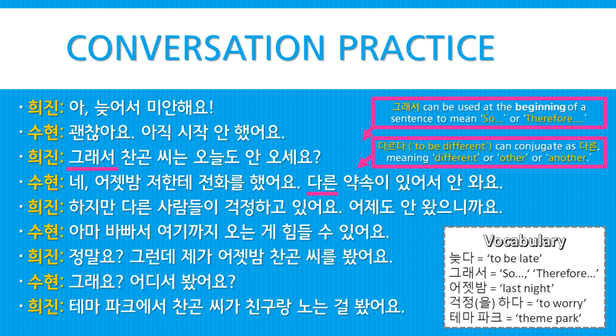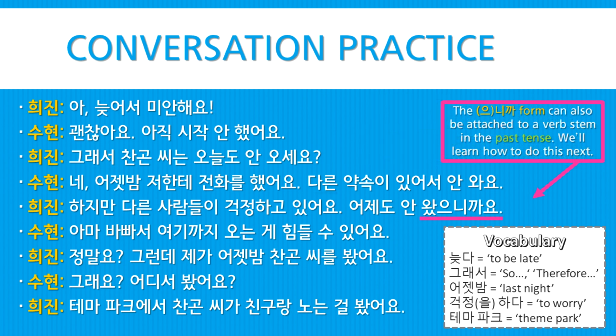네, 어젯밤 저한테 전화를 했어요. Yes, last night he called me. 다른 약속이 있어서 안 와요. He's not coming because he has another appointment. Note that 다르다, to be different, can conjugate as 다른 as an adjective to mean different, other, or another. 하지만 다른 사람들이 걱정하고 있어요. But the other people are worrying.